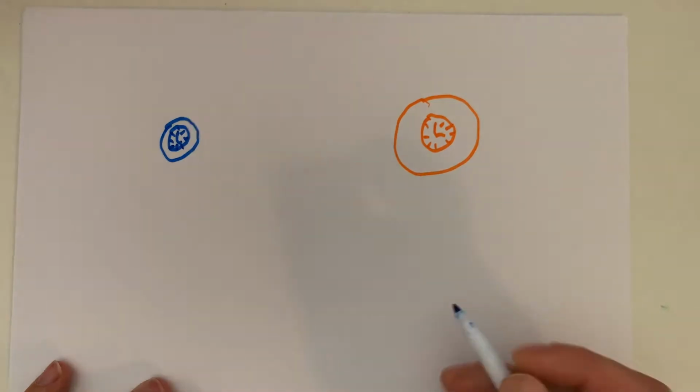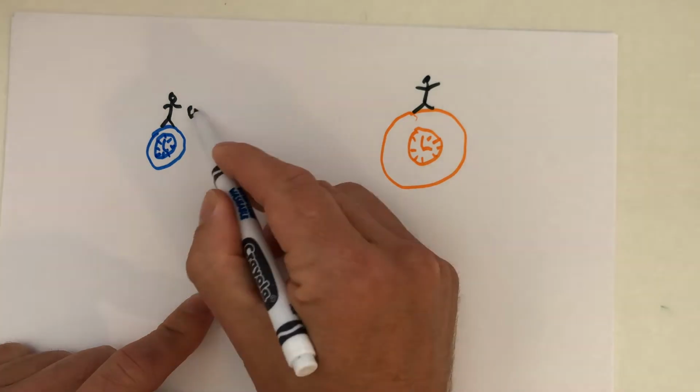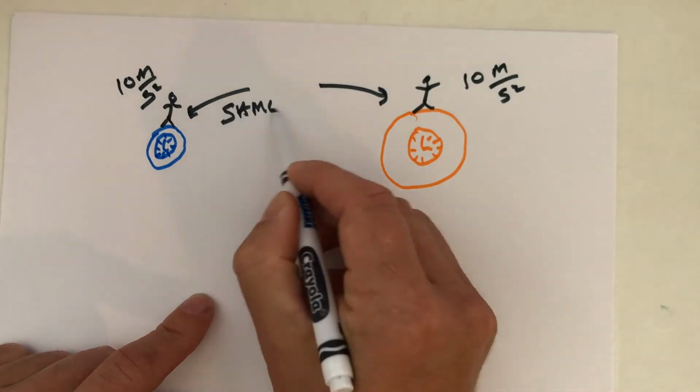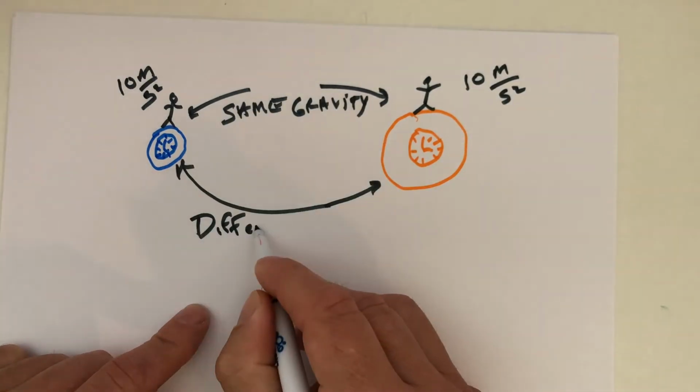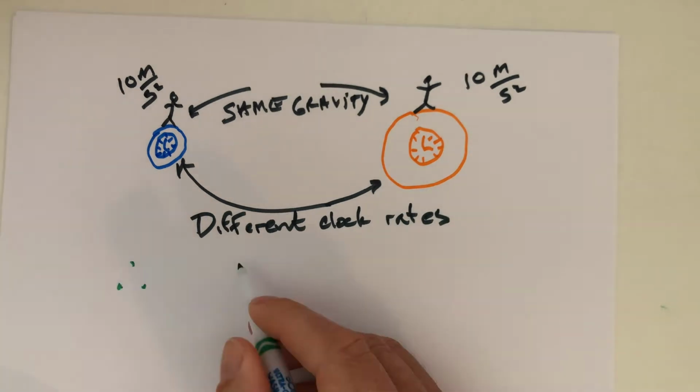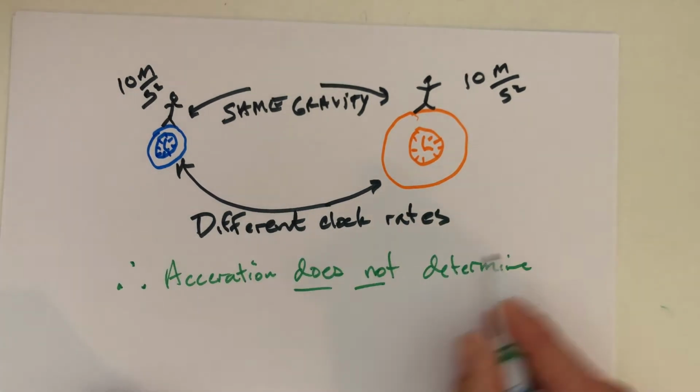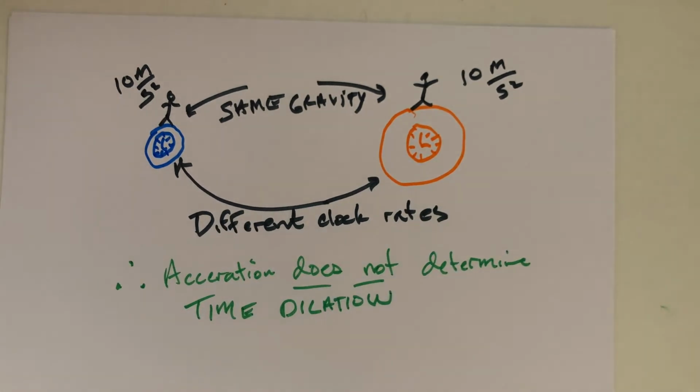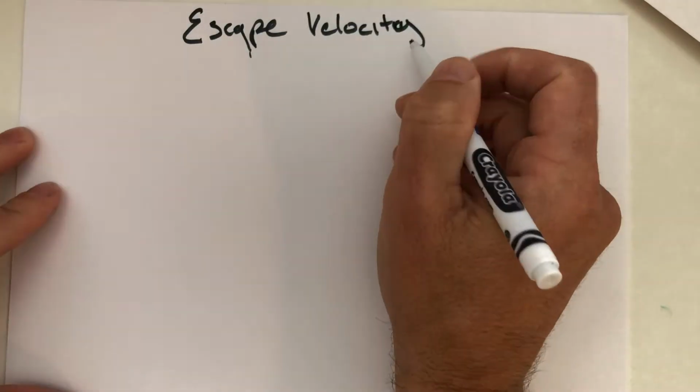So just to reiterate, let's take a look at these planets again. They are both experiencing 10 meters per second squared in acceleration. However, their clocks are moving or experiencing different times.